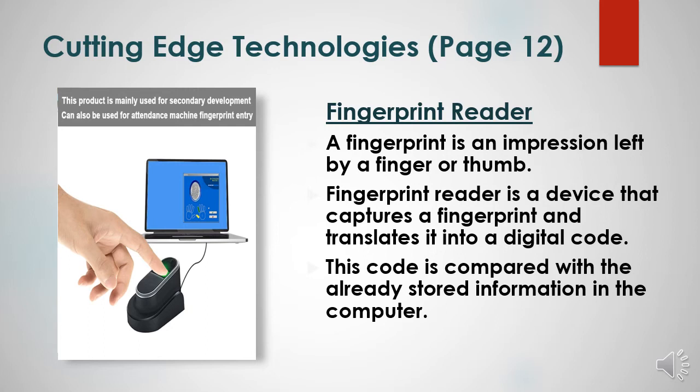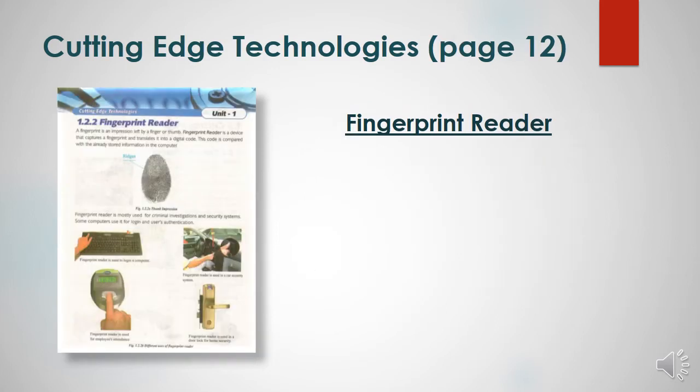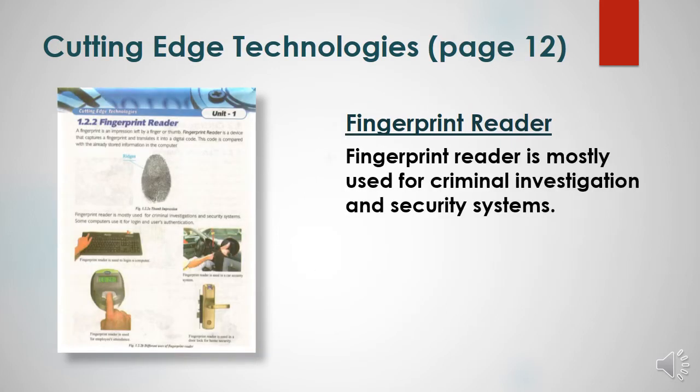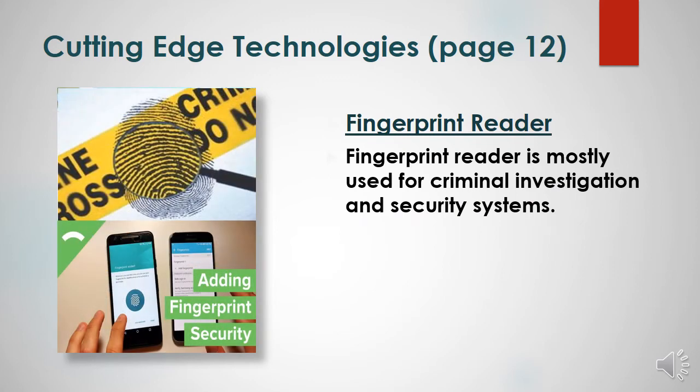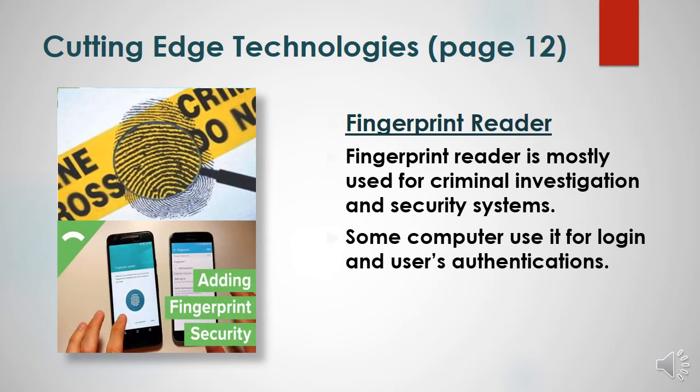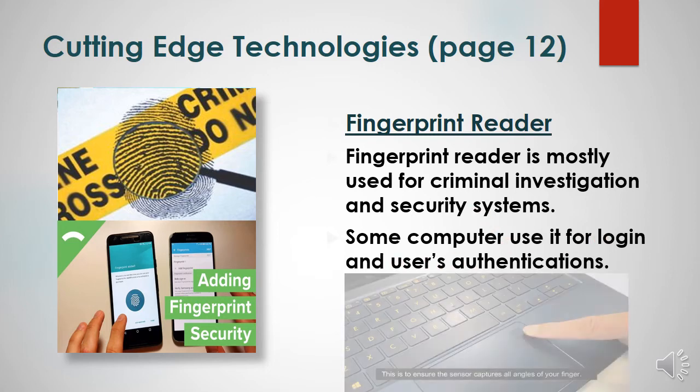First, scanners take a picture of your fingerprint. Then every time you swipe your finger on the fingerprint reader, it takes it and matches it with the original one. If they match, you win. Fingerprint reader is mostly used for criminal investigation and security systems. Some computers use it for login and user authentication.